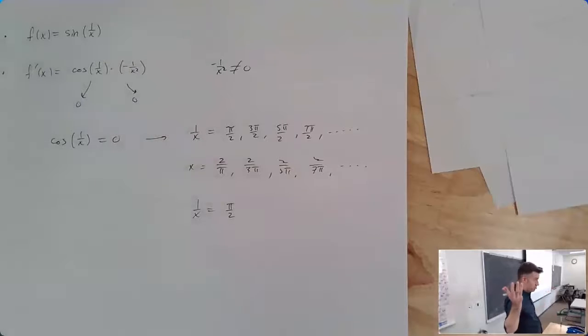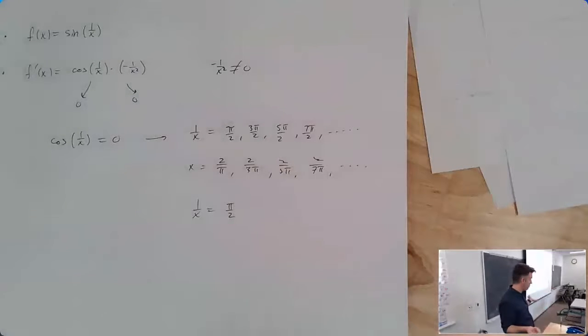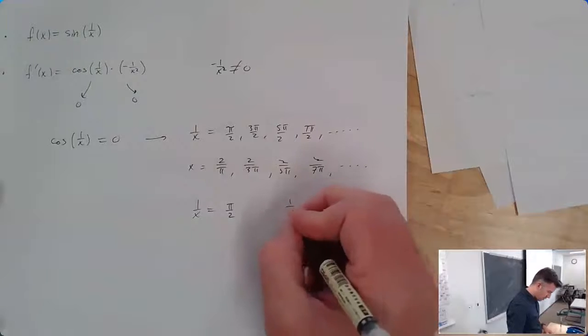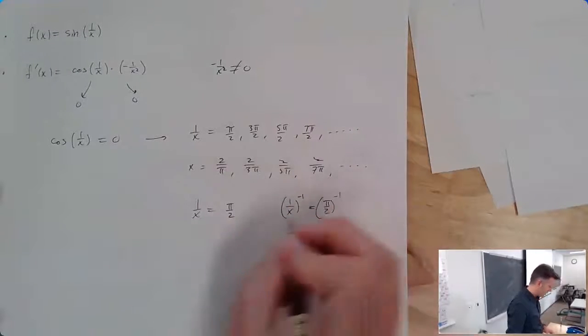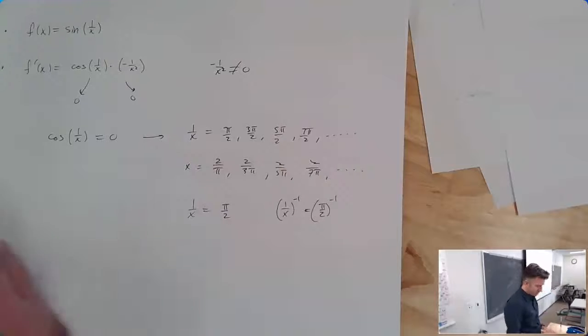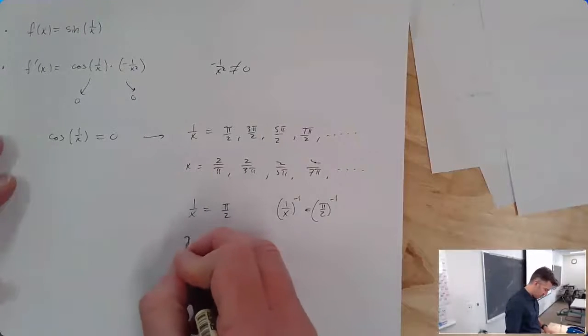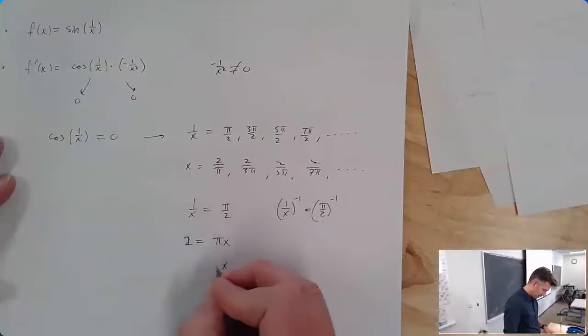Sure. But what is the math in that? Well, you could say that's the math. If two fractions are equal, then the reciprocals are equal. So if 1 over x equals pi over 2, it is certainly true that (1 over x) to the minus 1 power equals (pi over 2) to the minus 1 power. But the math I think you're actually alluding to is we can cross multiply. So 2 equals pi times x, and then divide both sides by pi, and x equals 2 over pi.